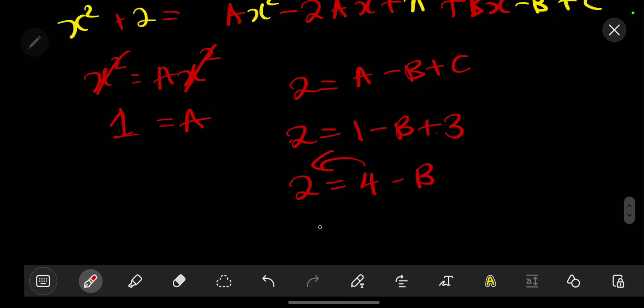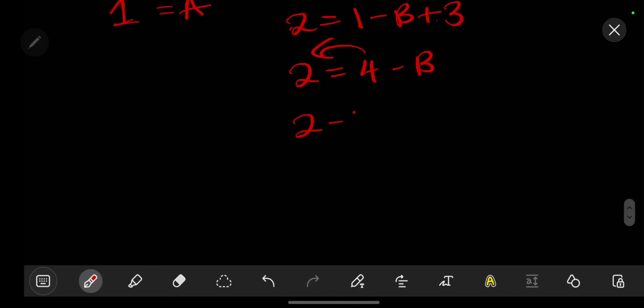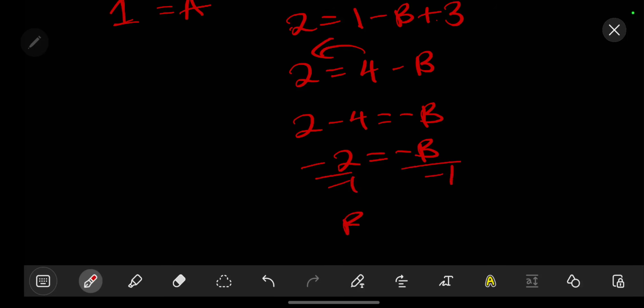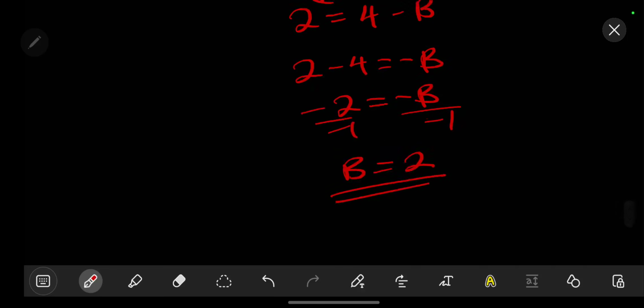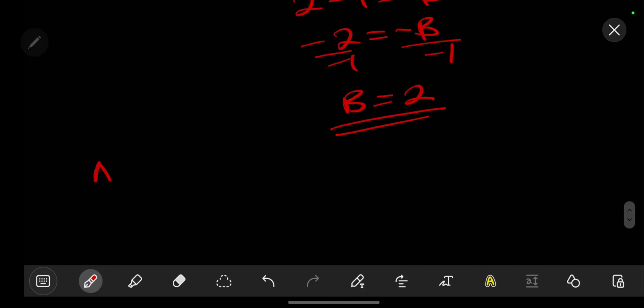which will be, if we take this side, it will be 2 minus 4, which is equal to negative b. So this is going to give us negative 2 should be equal to negative b. So our b value, if we divide by -1 on both sides, our b value is equal to +2. So we have managed to find our a is equal to 1, our b is equal to 2, our c is equal to 3. Let's write.